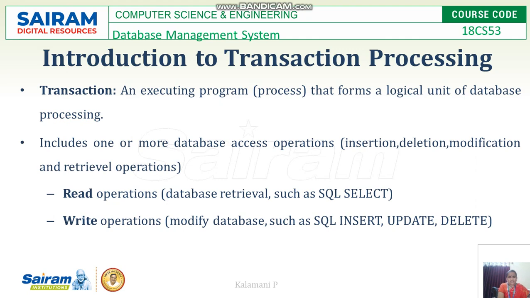A transaction is an executing program or process that forms a logical unit of database processing. For example, suppose you want to transfer an amount from your account to your friend's account. It contains a sequence of operations. First it has to read your database, what amount is there in your account, then the amount you want to transfer should be deducted from that account and credited to your friend's account and so on. So each transaction includes one or more database access operations.